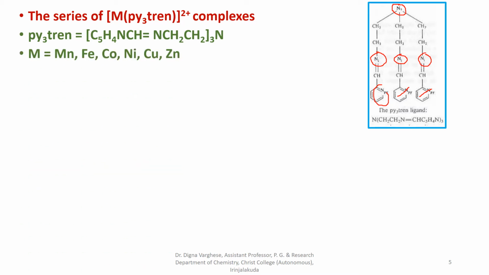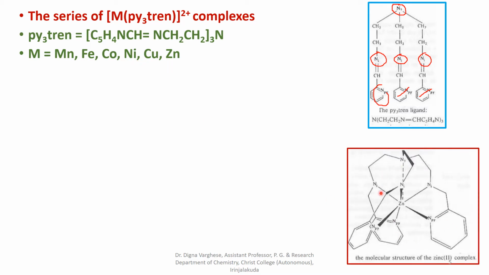Here the metal atom for this particular complex is manganese, iron, cobalt, nickel, copper or zinc. Here you can see the molecular structure of the zinc 2 complex using py3 tren ligand. And here you can see the 3 pyridine nitrogen atoms that are coordinated to the zinc metal ion. Here the imine nitrogens are also coordinated to the metal ion.